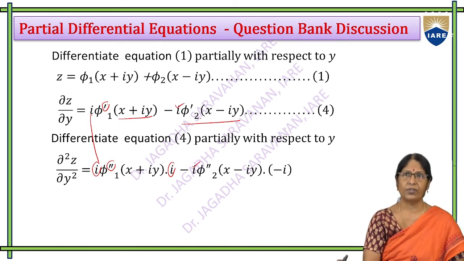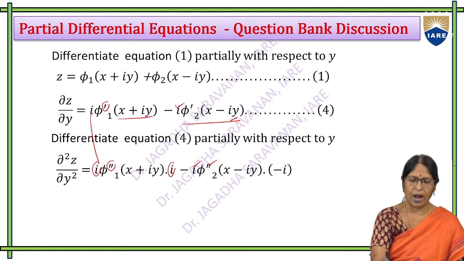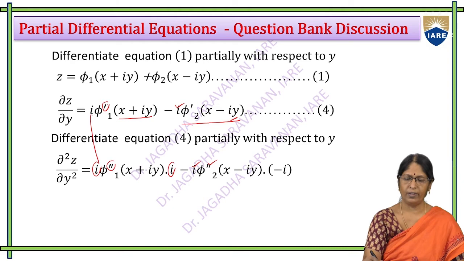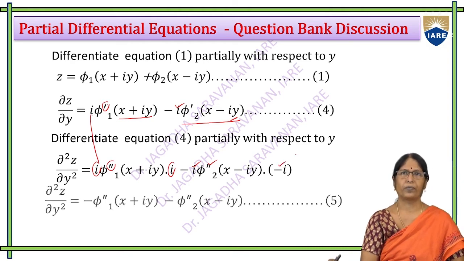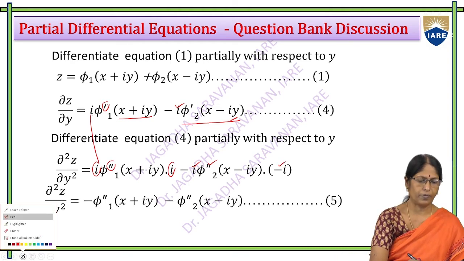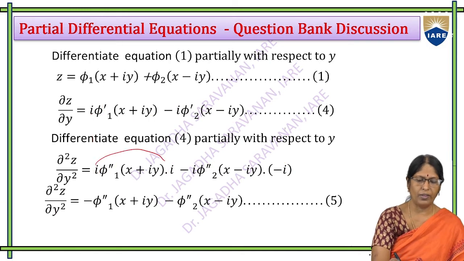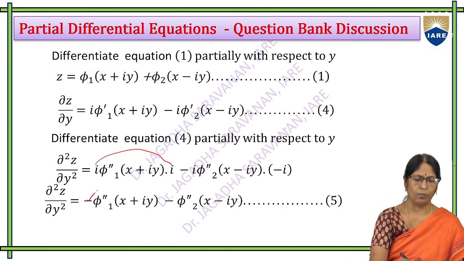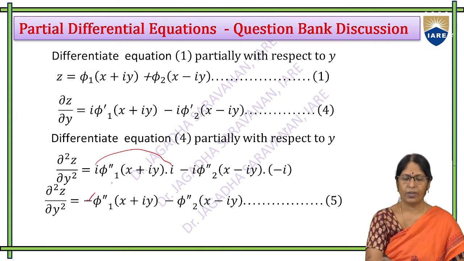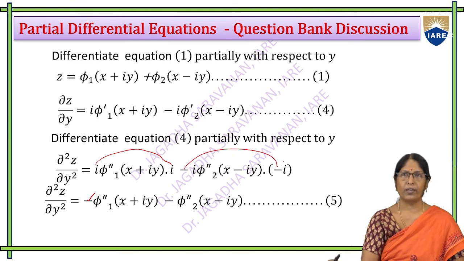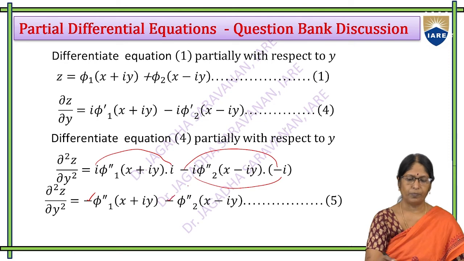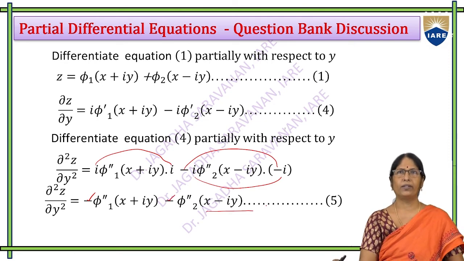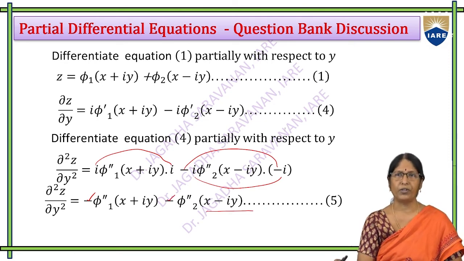Pi 2 dash first derivative, which is written second derivative. Here i, the differentiation is minus i, which is written here. Here i into i square, the value is minus 1. Here the negative sign is playing the role. This minus plus i into i square minus. So what we obtained, that we are naming as equation 5.